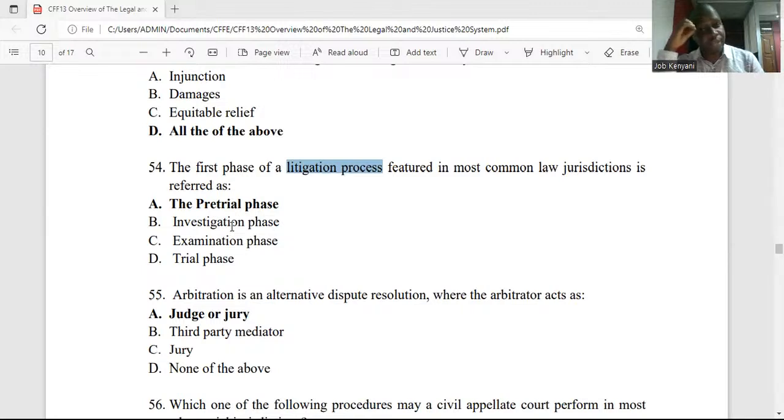Then question number 55: arbitration is an alternative dispute resolution where the arbitrator acts as a judge or a jury. So he's the one who will be able to give what we are calling an arbitration award. He doesn't act as a third-party mediator.